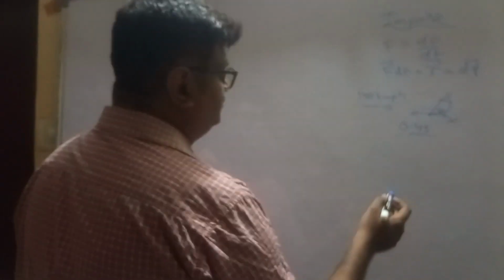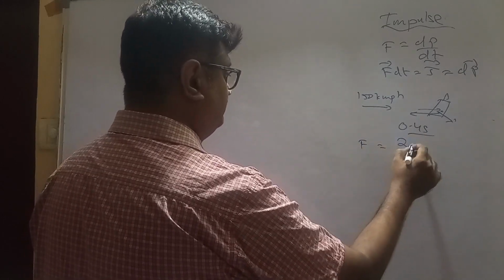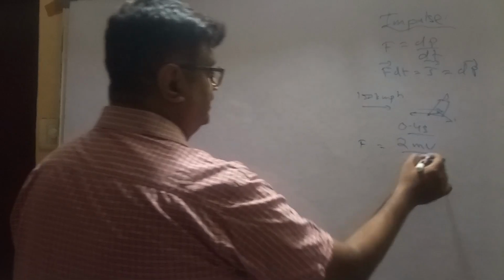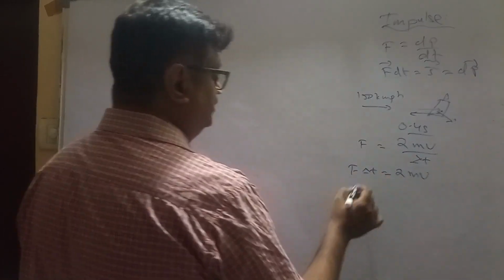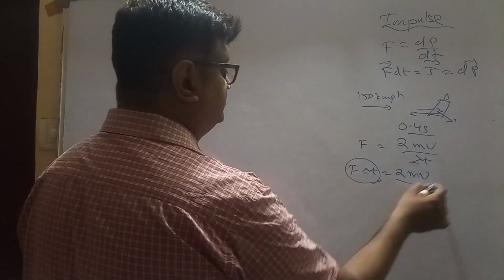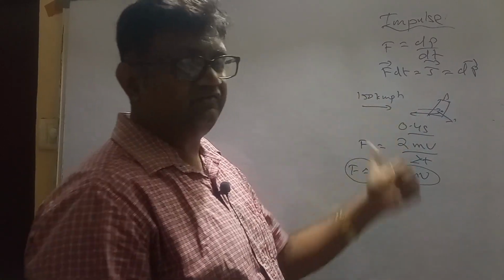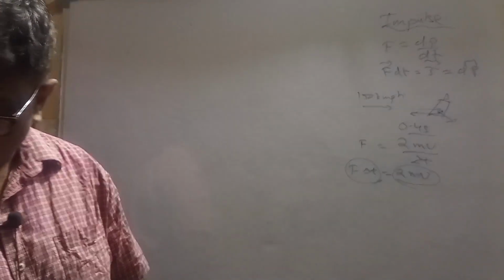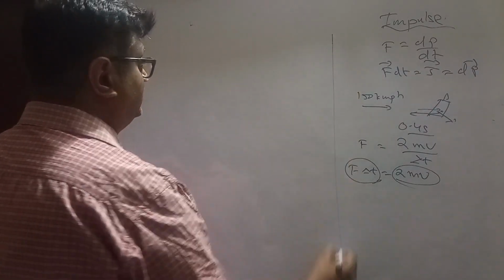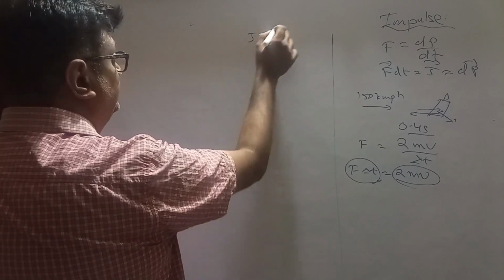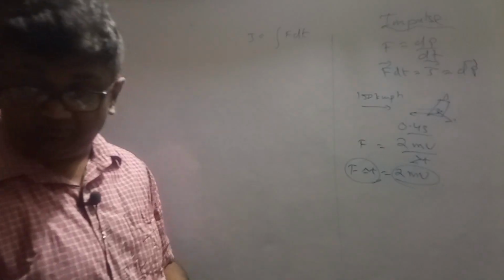So how do you find that? The force imparted will be equal to the change in momentum, here 2mv, divided by delta t. So F into delta t is equal to 2mv. You can count this as impulse. It has a direction also; the final direction is in the minus x direction. There is also an integration formula for impulse: impulse is given by the integration of F dt. Let us see a small problem on this.